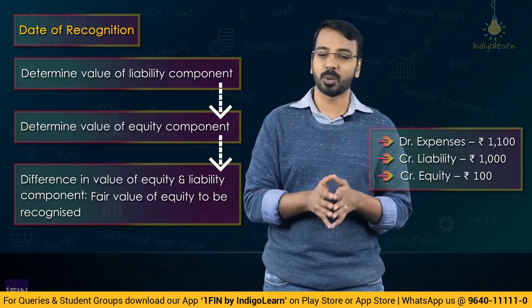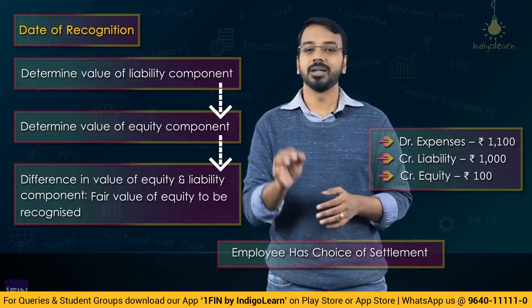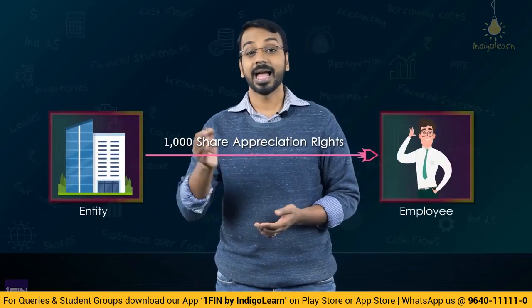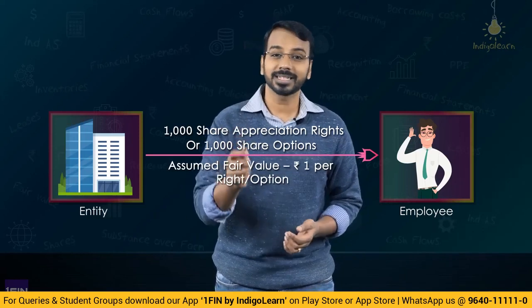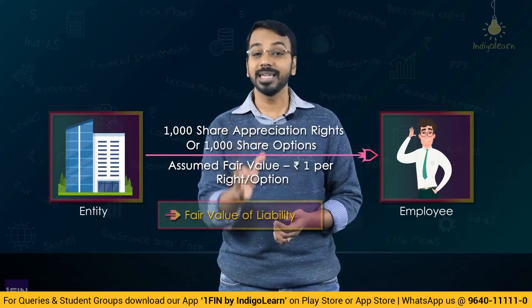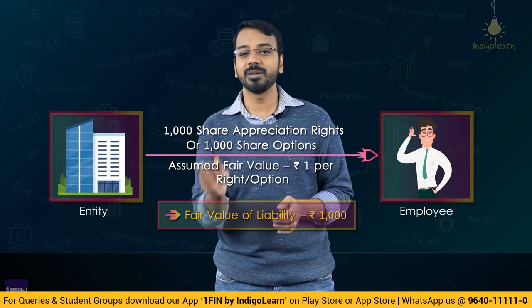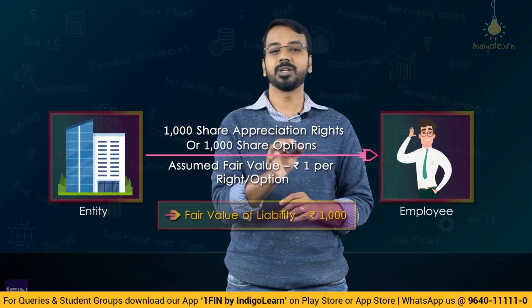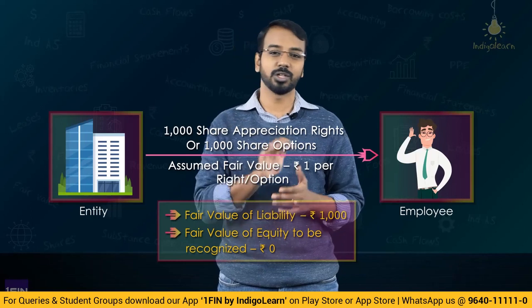This is a simple example for us to understand the treatment when the employee has an option under SBP with cash alternative. Now you might get a doubt, sir, what if there were 1000 share appreciation rights and 1000 equity share options? So the fair value of the cash settlement alternative, or the liability component, is 1000 and the fair value of equity alternative is also 1000. In that case, what will be the value of equity component? I think by now you have the answer. 1000 minus 1000, the value of equity component will be 0. Nothing will be recognized under equity component. So that is one thing that you need to keep in mind.